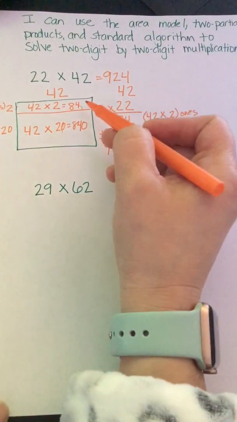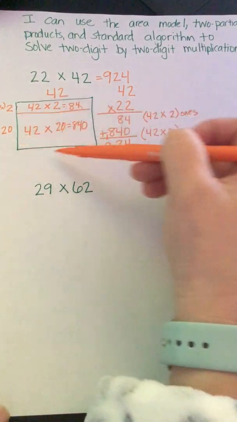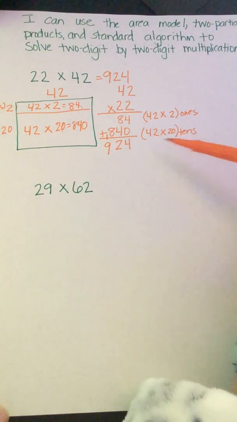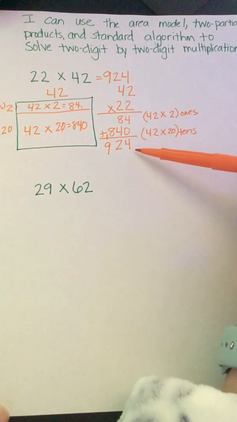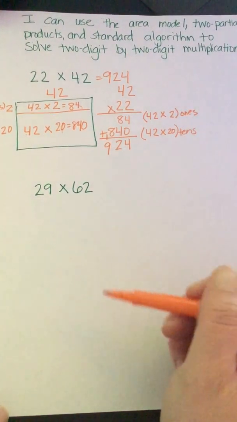So I used my standard algorithm. I'm sorry, I used my area model. I used my 2 partial products, my ones and tens, which then gave me my answer, my product, 924. Okay, let's try that again.